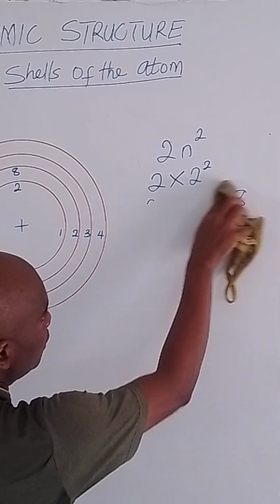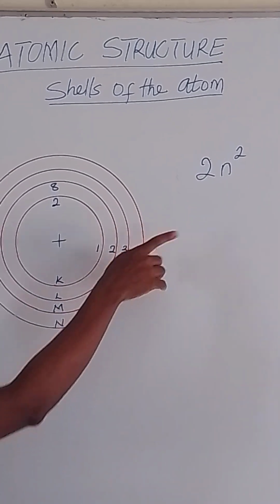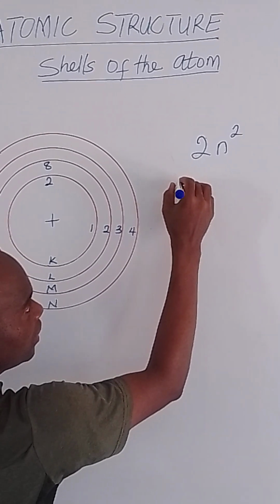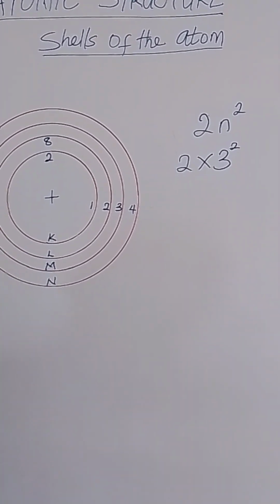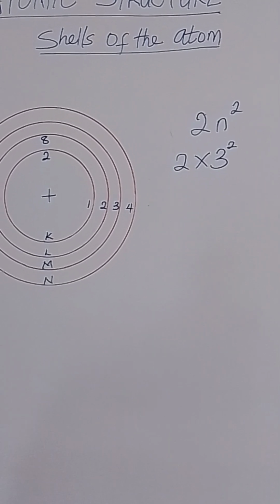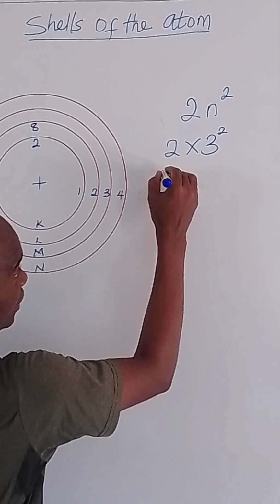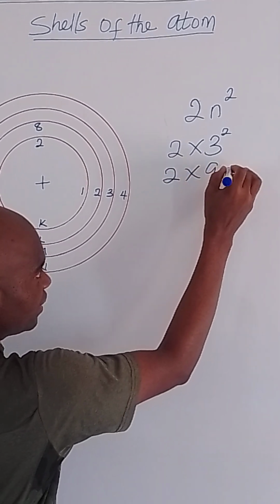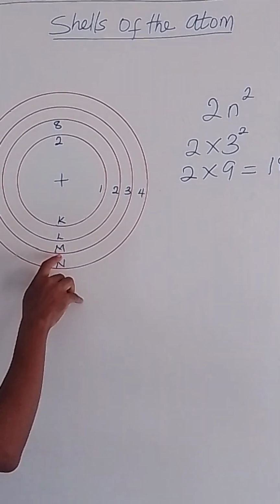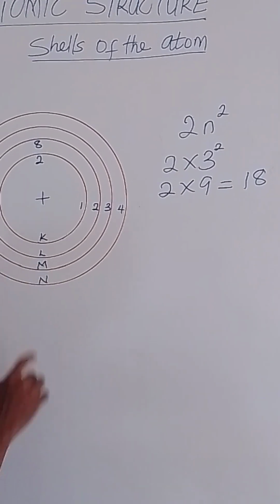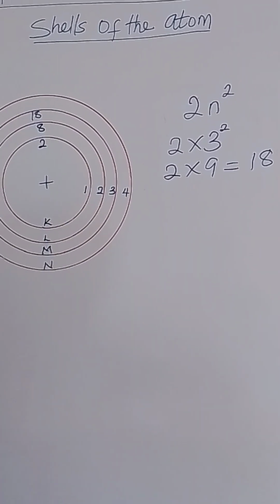We move to the M shell. The energy level of M shell is 3. So by substitution into our formula, that will give us 2 times 3 squared. 3 squared is 3 times 3, which gives us 9. So this will give us 2 times 9, and 2 times 9 is 18. Therefore, the maximum number of electrons that M shell can accommodate is 18.